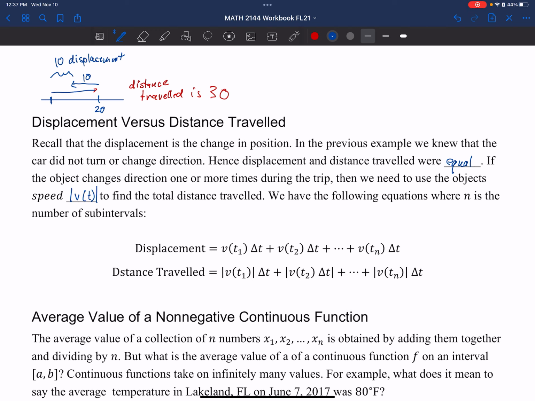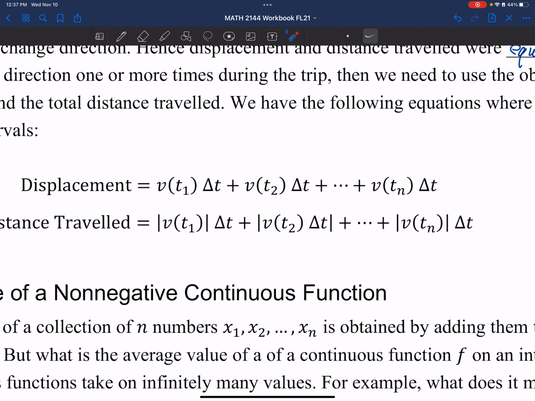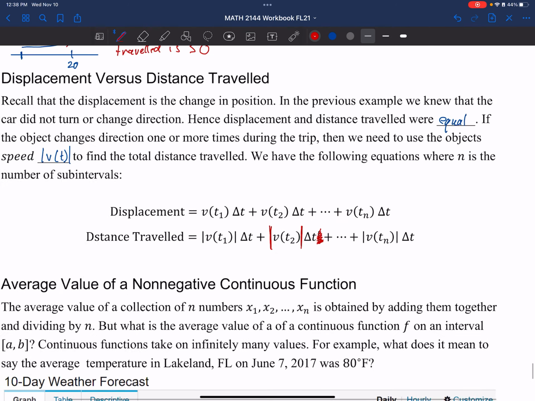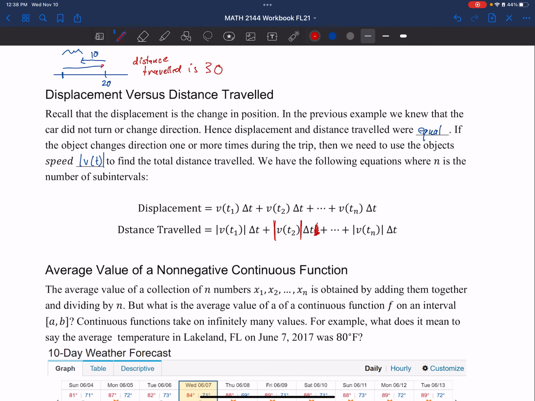So we have the following equation where n is the number of subintervals. You can see right here, the only difference is when you're looking at distance traveled, you do need to go ahead, and there's a little typo here. The time is not in the absolute value. Let me correct that. So this should be the absolute value, and there shouldn't be one there. So a little typo in the notes. The delta time you can think of as just being factored out, and you can just add the sum of the absolute velocities at the times, which works out really nicely. Sorry about that. Any questions about the difference between displacement and distance traveled?